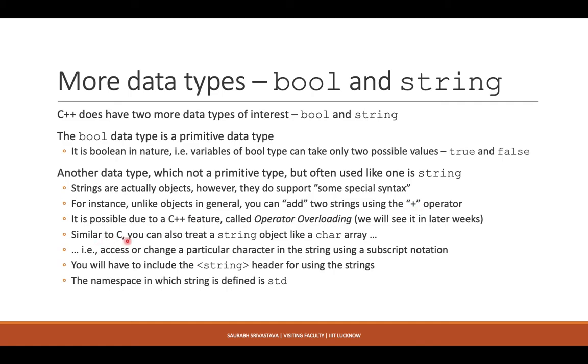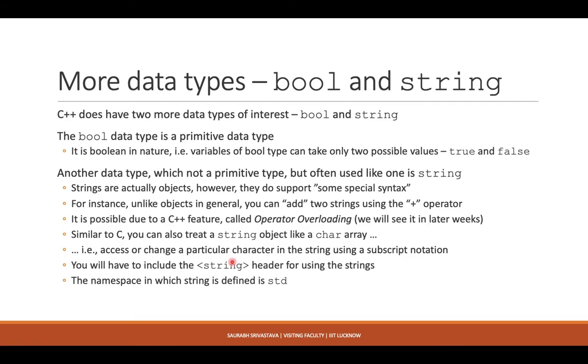Similar to C, you can treat a string object very much like a character array. So you can actually go and change any particular character in the string using the subscript notation. That is how we used to do it in C, right? That it's a character array. If you want to change, let us say, character number 2, you basically do arr[2] and then do whatever you want with it. So all these things you can do with string objects as well. That is why I said that even though they are objects, you can often use them pretty much like a primitive data type.